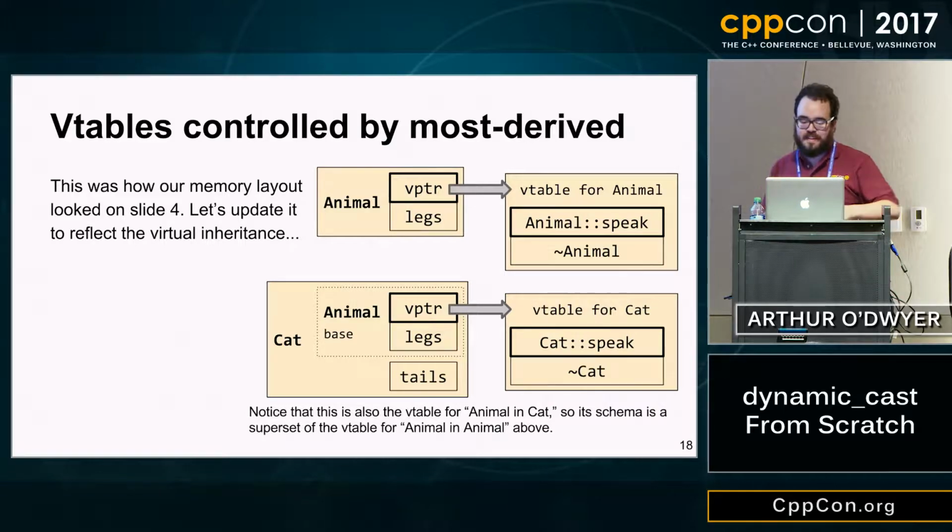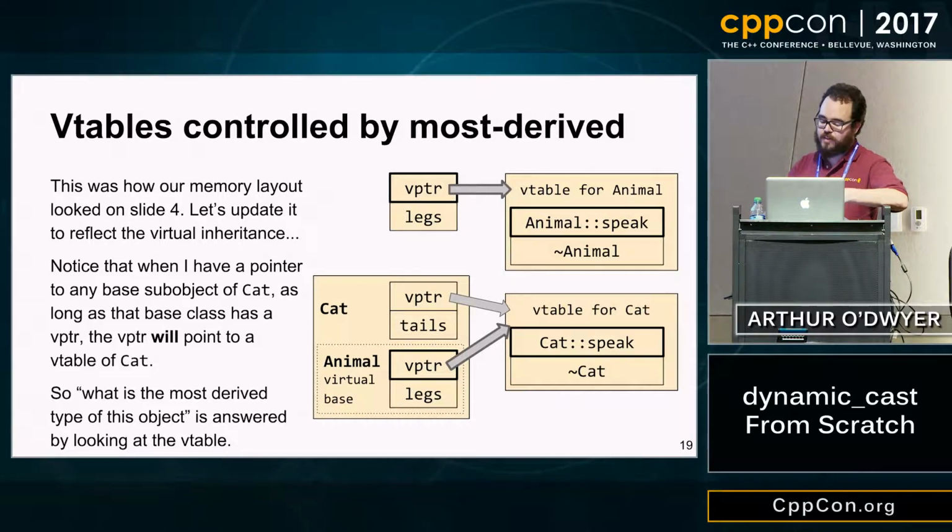All right. This is how our memory layout looked on slide 4. Let's update it. This is not virtual inheritance. This was regular inheritance. Here's virtual inheritance. Our animal virtual base has floated down to the bottom of the cat. And now, because animal is also a polymorphic type, it also has a v-pointer, right? So we have a v-pointer for the cat and a v-pointer for the animal. And they both happen to point to two vtables whose data is controlled by cat.